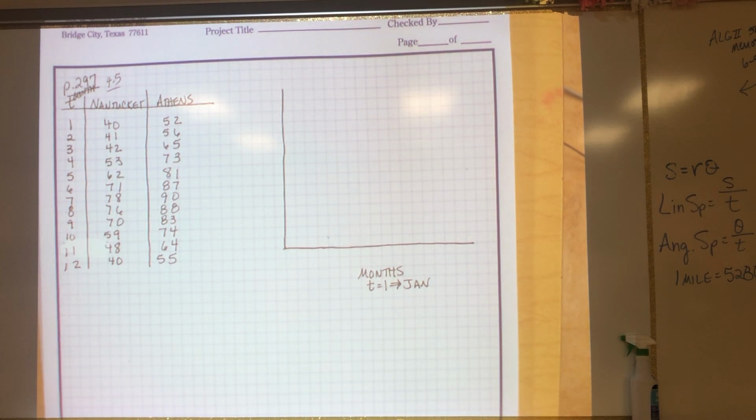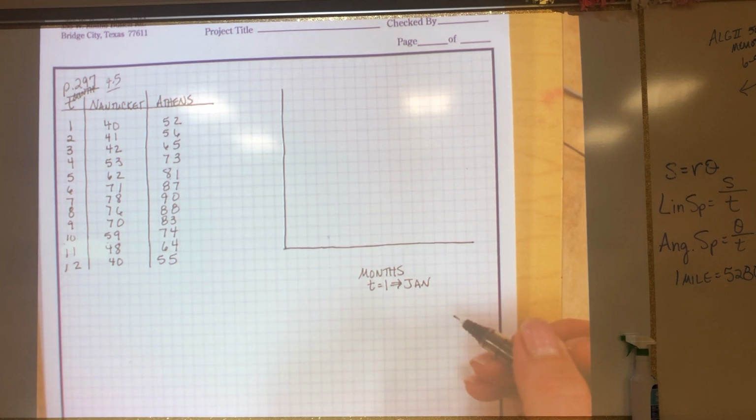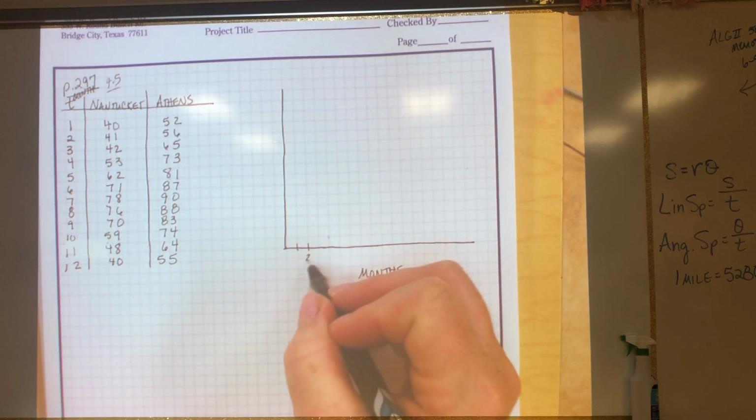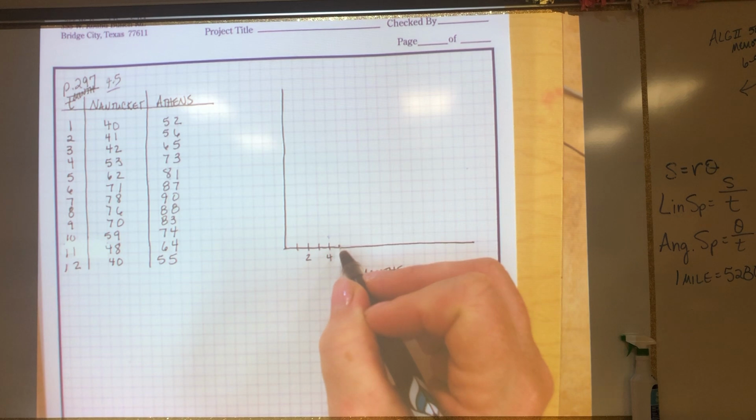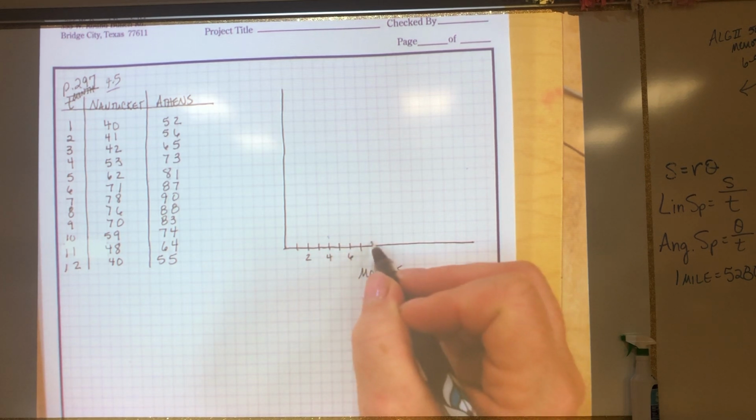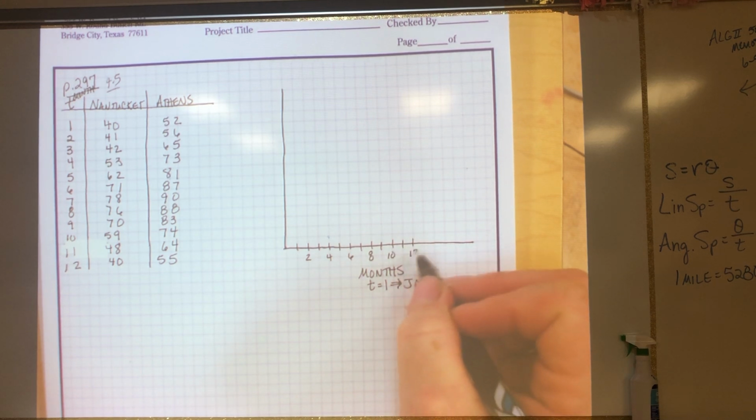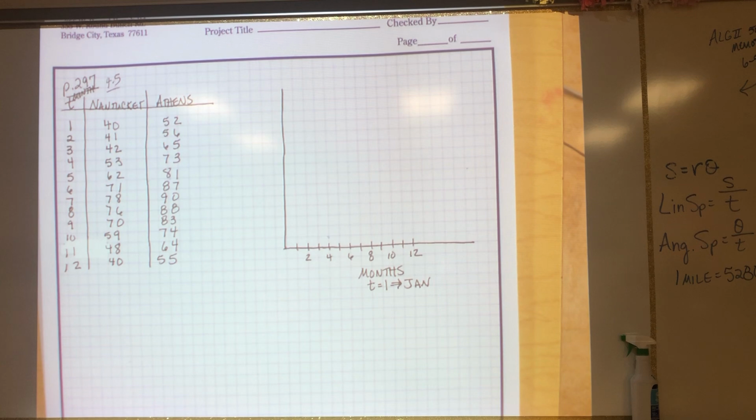All right? What's the smallest T? 1. And the biggest? 12. And we like to hang around 10 tick marks, okay? Now, sometimes you won't be able to get 10 tick marks, guys, okay? But if I can, then I try to. So what do you want to go by? I'm going to go by ones, okay? So here's 1, 2, 3, 4, 5, 6, 7, 8, 9, 10, 11, 12. All right, there's my 12 months.